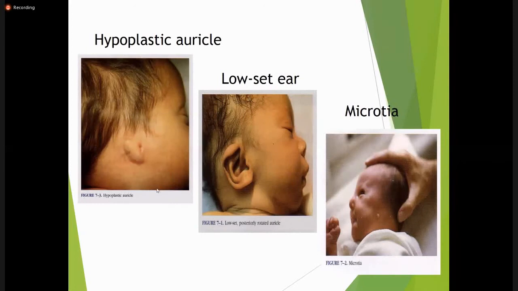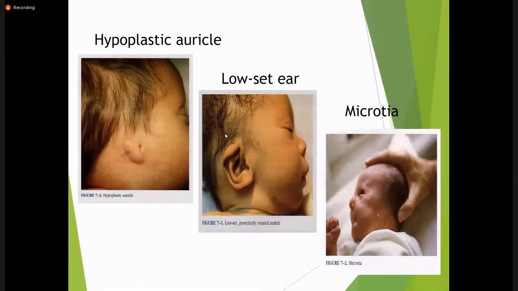These are some deformities of the ears. Hypoplastic auricle. This is a low set ear. Now, how can you say this is a low set ear? You have to draw an imaginary line from the inner canthus, and it should be a straight line.